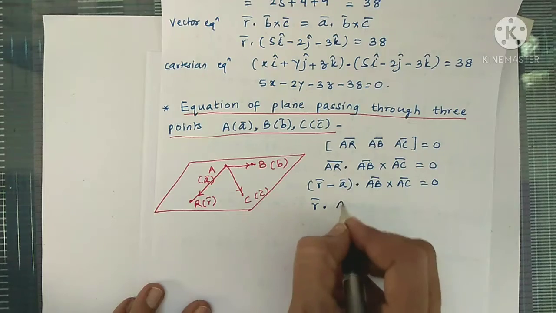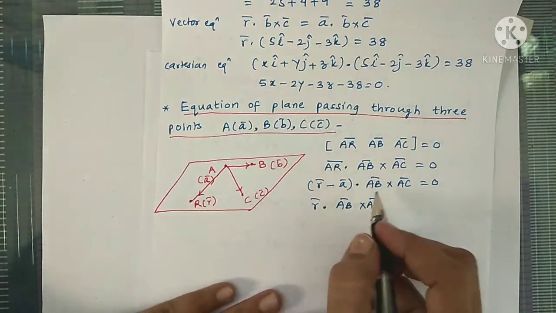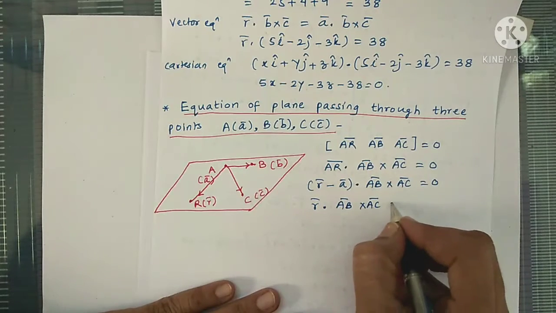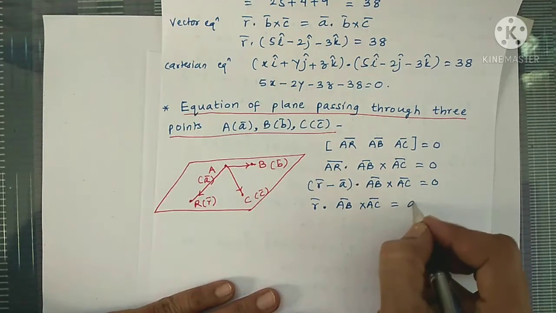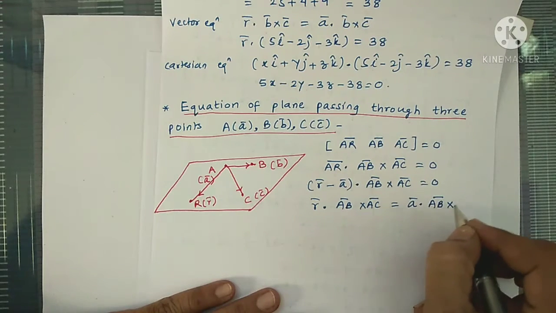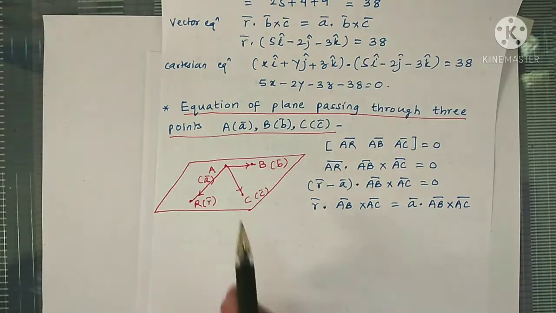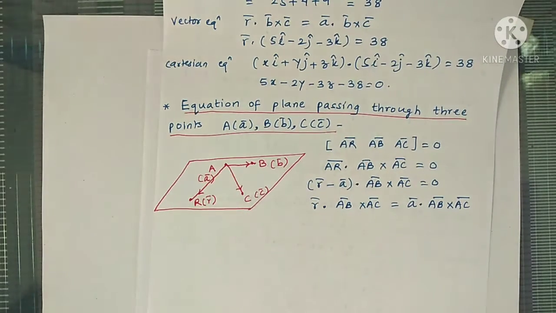R bar dot AB bar cross AC bar, and the next term is minus A bar dot AB bar cross AC bar. So let's write that term to the right hand side: A bar dot AB bar cross AC bar. Or you can say, if we consider AB bar and AC bar, their cross product is perpendicular to the plane, so it is normal to the plane.